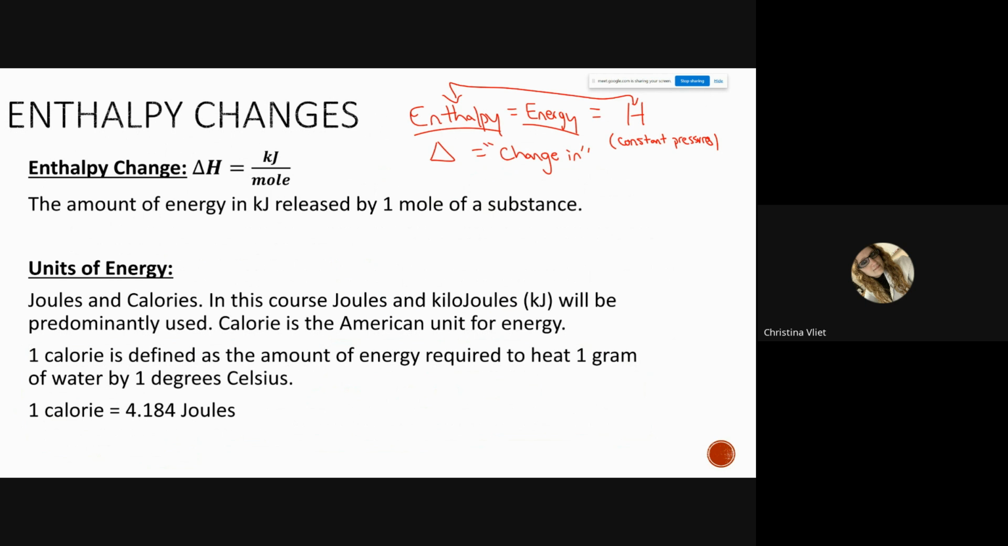So when you see delta in front of anything, it means change in that thing. There was actually a formula we wrote down that said delta T. T stands for temperature, so delta T means change in temperature, whereas delta H means change in enthalpy. So far, so good? All right, so delta means change, H means enthalpy, and then these are units.